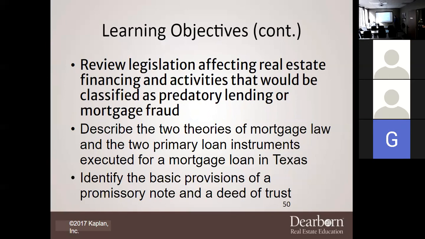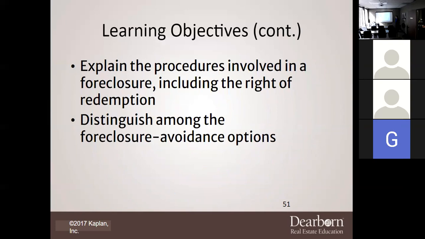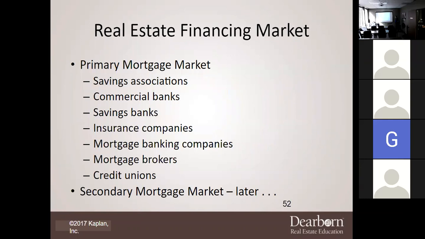And we'll identify the basic provisions of a promissory note and a deed of trust. We'll further explain the procedures involved in a foreclosure, including the right of redemption, and distinguish among the foreclosure avoidance options. So as you can see, there's a lot of material, but we have a limited amount of time this evening, so we're not going to be able to get through it all. We'll get through the majority of it.